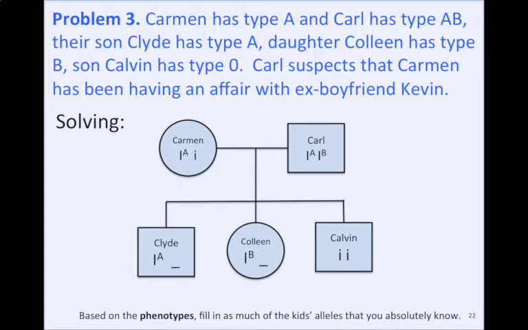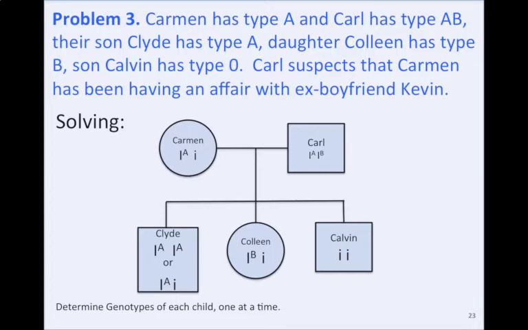The next thing you want to do is to figure out the genotypes of the children. So first we're going to fill in what we know based on what their phenotypes are. So son Clyde has type A blood, and therefore you know he must have one IA allele. And the daughter Colleen has type B blood, so you know that she has one IB allele. But for Calvin, he has type O blood, so he must be homozygous for little i.